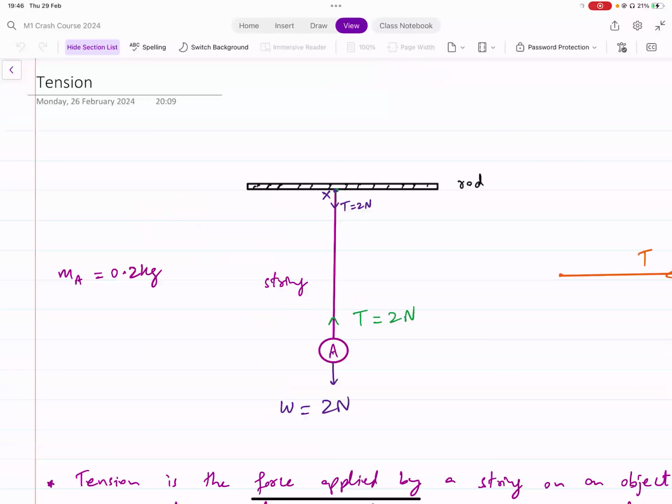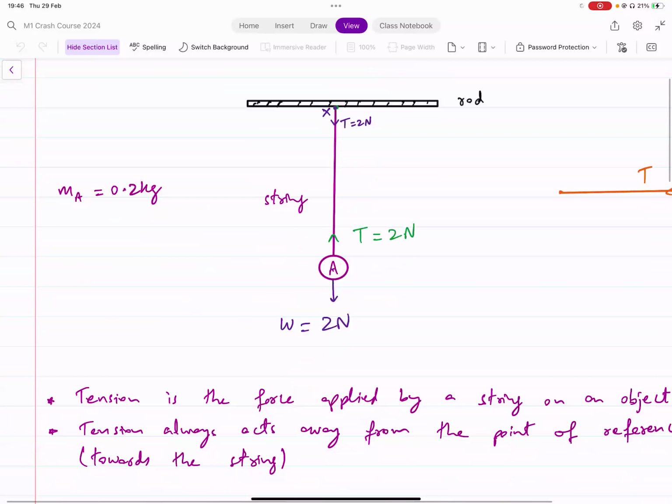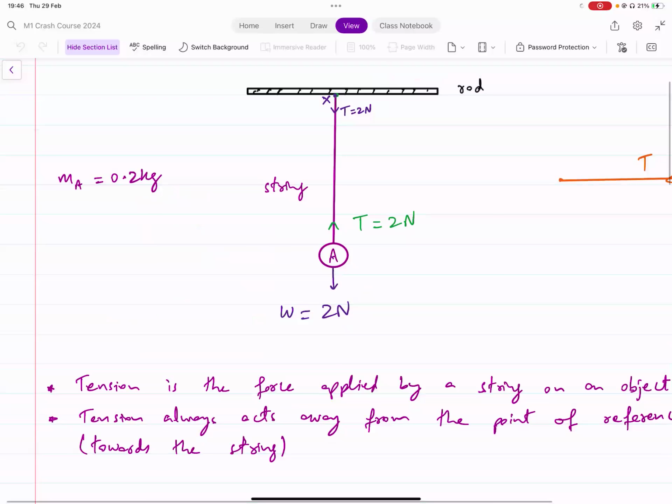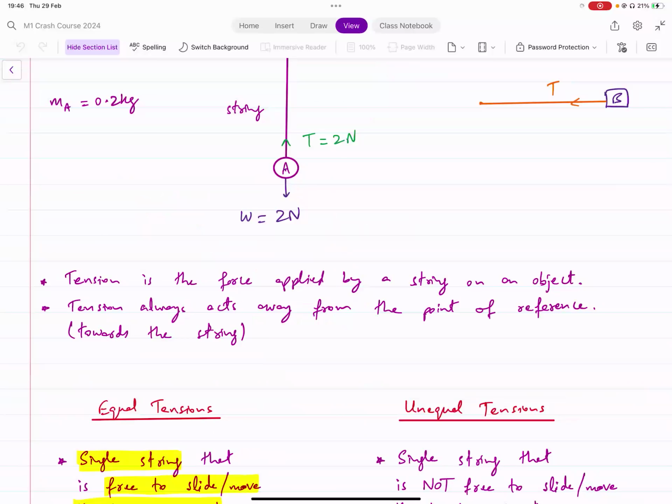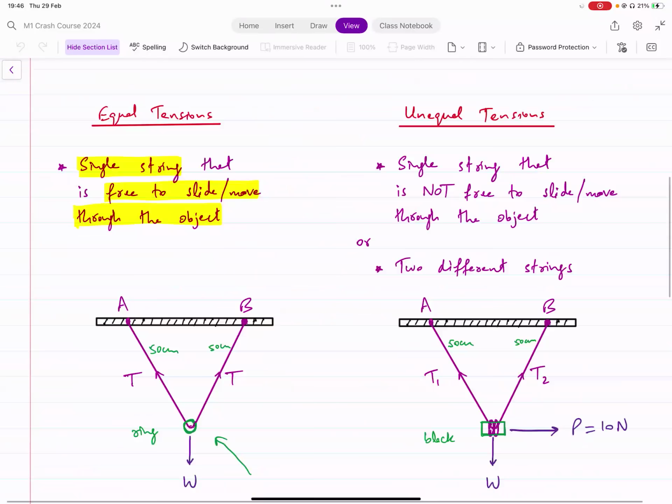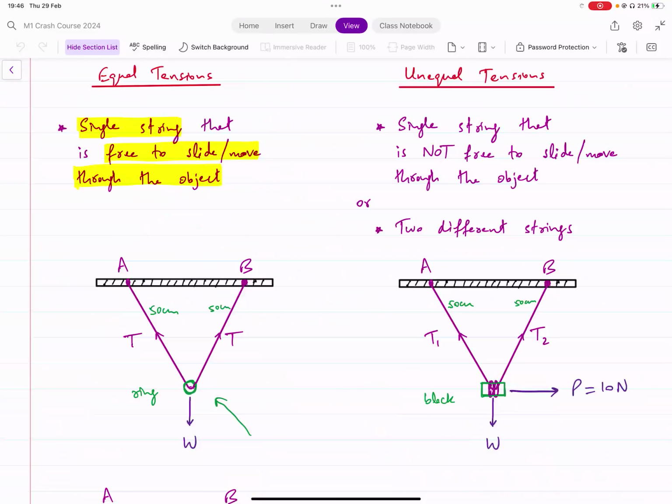We also talked about the concept of tension. Tension is a force applied by a string on an object. It always acts away from the point of reference. It acts towards the string and away from that object. And we considered the different cases that we have for tension, when multiple strings are involved, or two different parts of the same string are involved, when do we have the same tension on both sides. We talked about this concept as well, right?